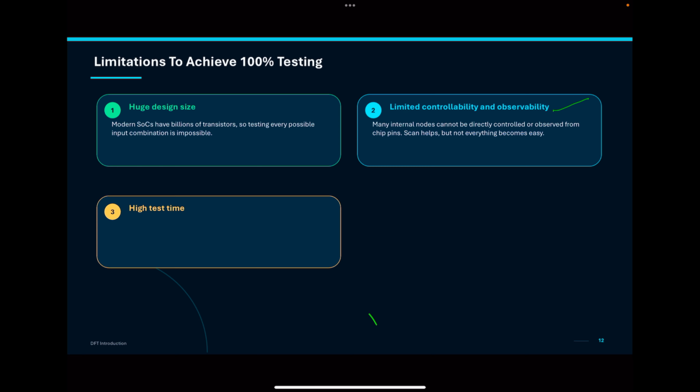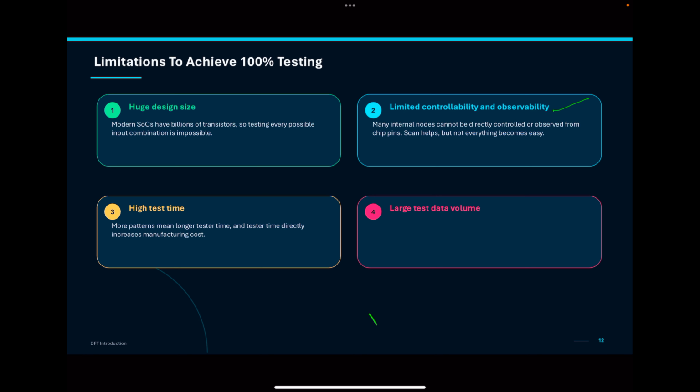Next comes high test time. What happens if we keep adding more test patterns? Coverage improves, but testing time also increases. Since every chip needs to be tested, longer test time means higher manufacturing cost. The fourth challenge is large test data volume. ATPG can generate millions of bits of test data. Storing and applying all that data requires additional memory and resources.